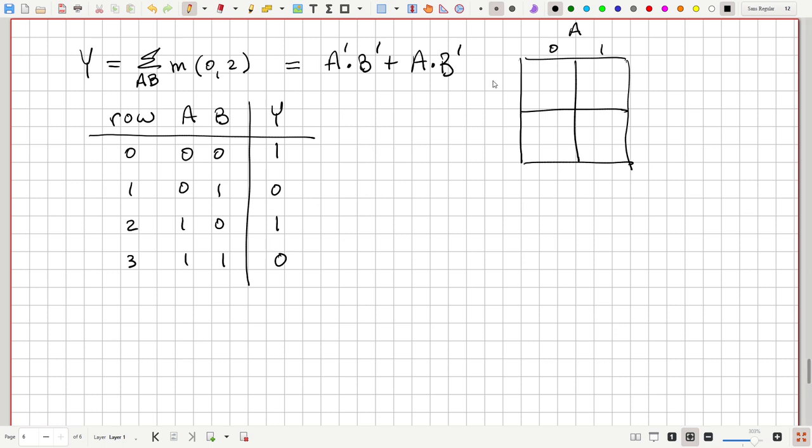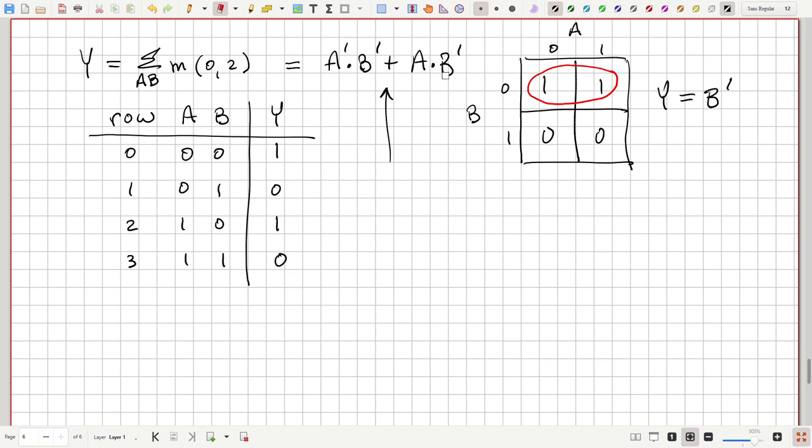Are the A values and the B values. So for A equal to 0, we've got 1, 0, 1, 0, 1, 0, 1, 0. We can look at that and see that all the 1s are contained in this row, and that means this is the row where B is equal to 0, so Y is equal to not B.